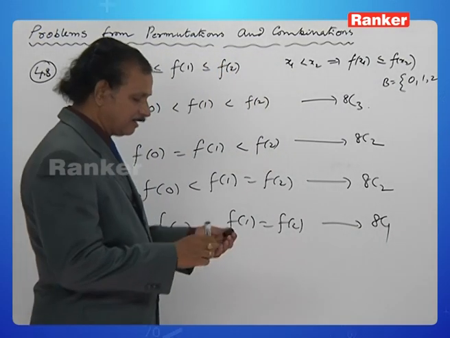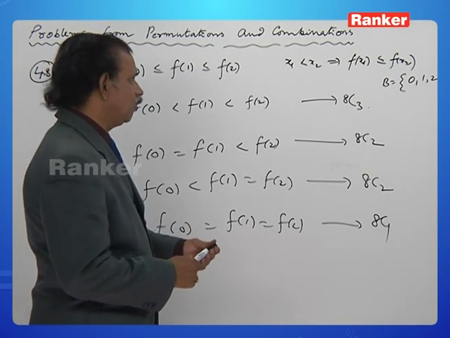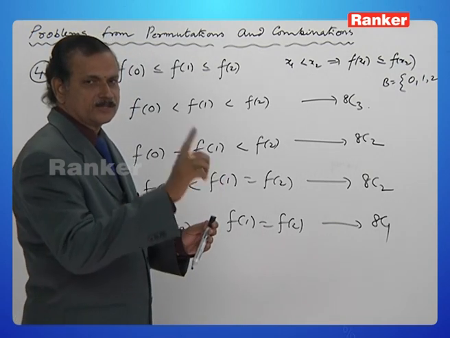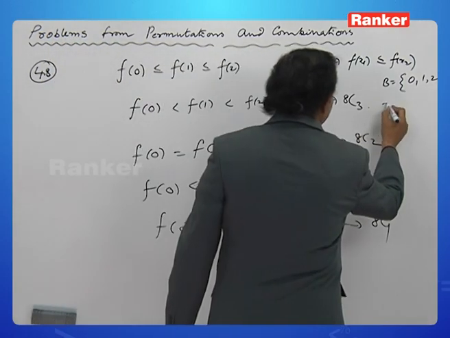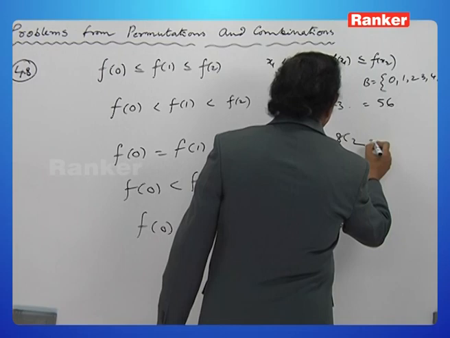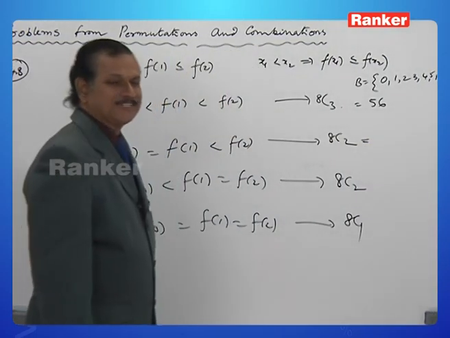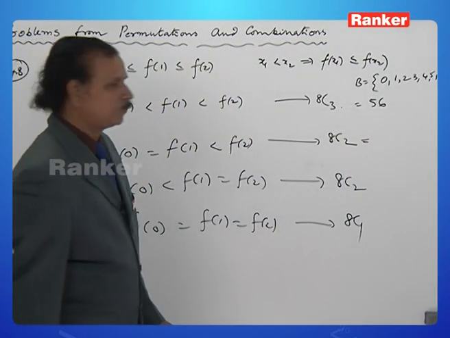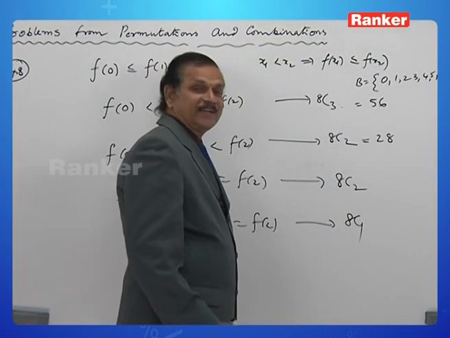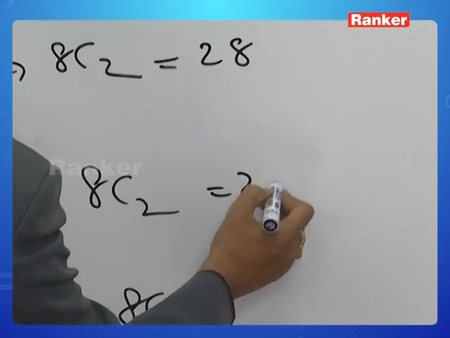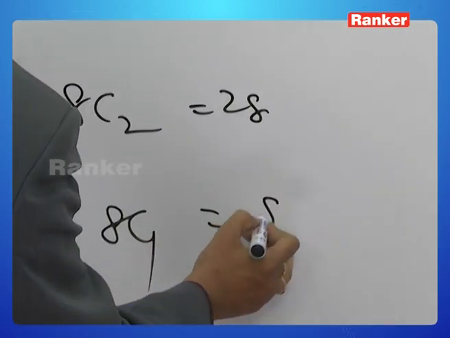8C1. Let us now calculate all of them. What is 8C3? 8 into 7 into 6 by 3 factorial, that is of course 56. What is 8C2? 8 into 7 by 2 factorial, that is 28. What is 8C2? Again 28. What is 8C1? It is 8.